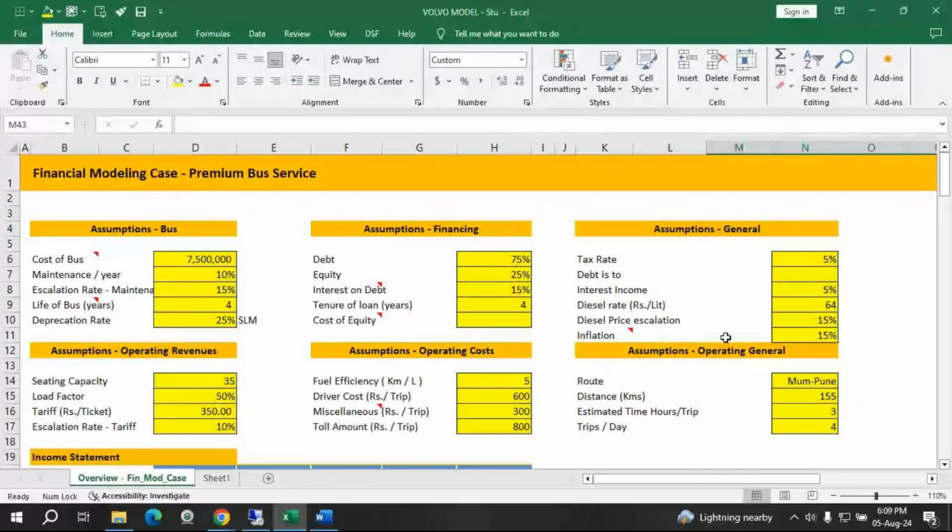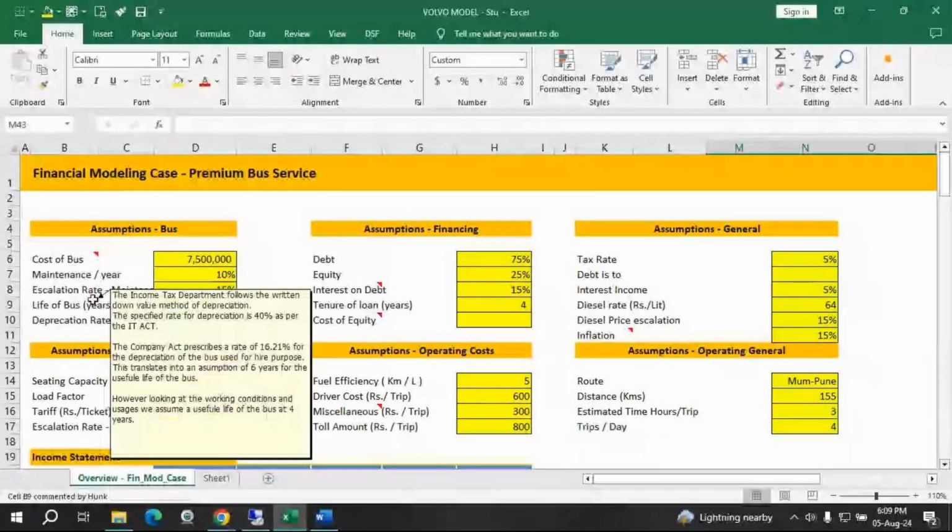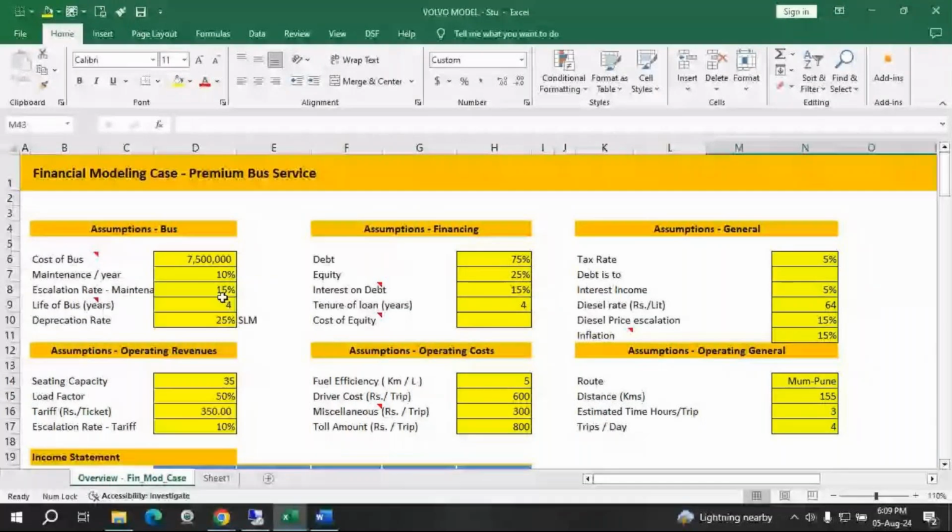So I had taken the values here. Cost of the bus is 75 lakh. Maintenance per year is 10%. Escalation on the maintenance is 15%. Life of the bus is 4 years, so depreciation is going to happen at 25%. Debt is 75% of the entire amount; I'm going to take a bank loan. Equity is 25%. So out of 100, if 75% is debt, then 25% will be equity.